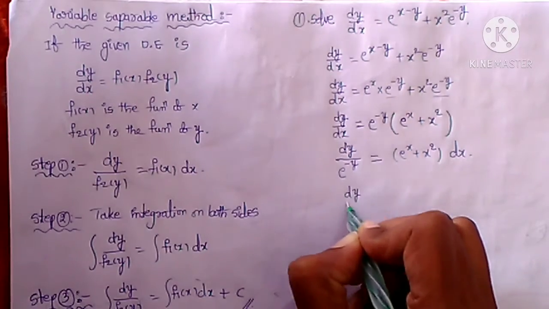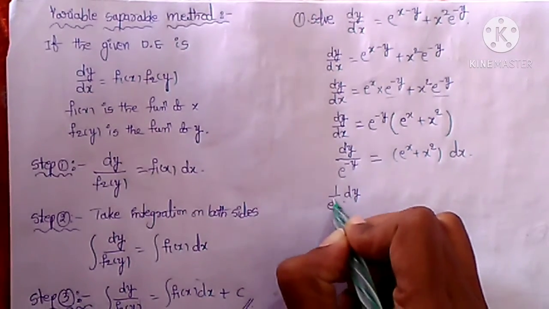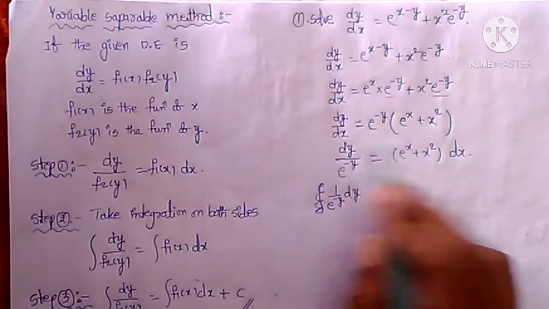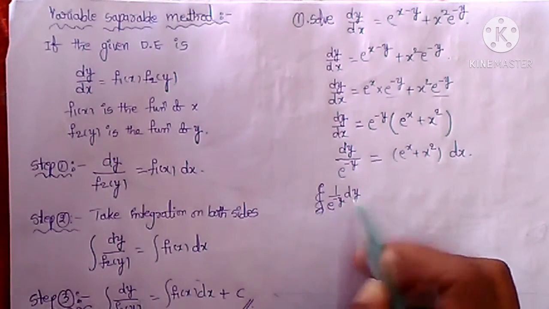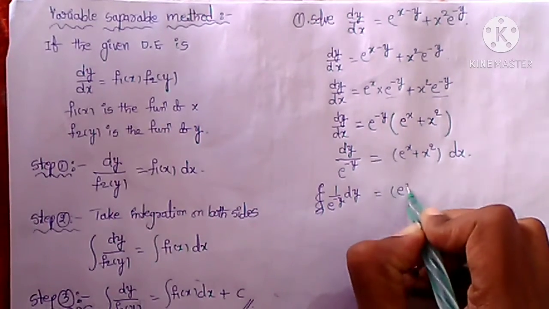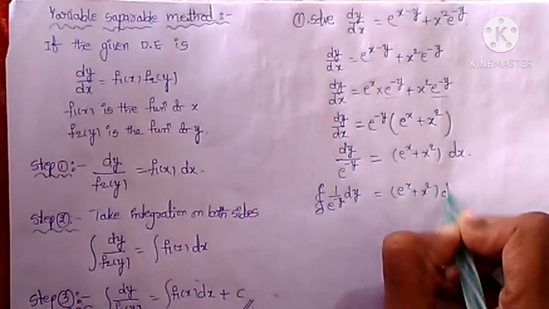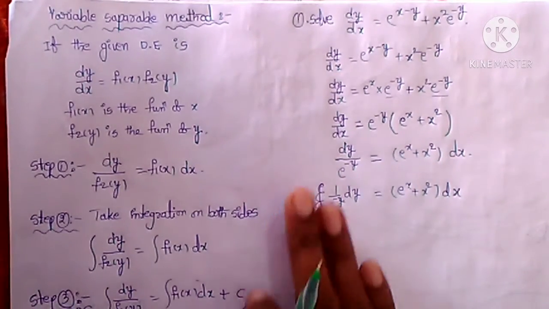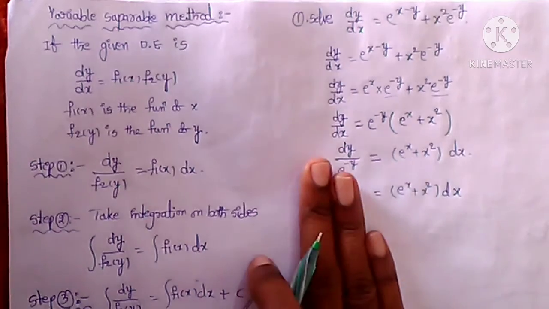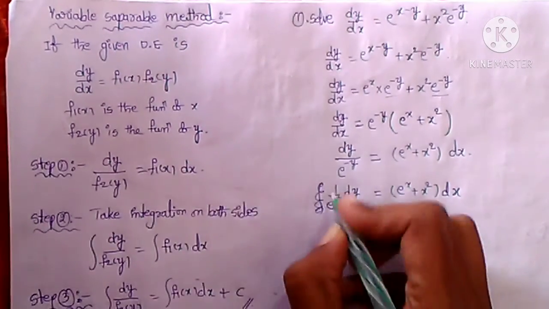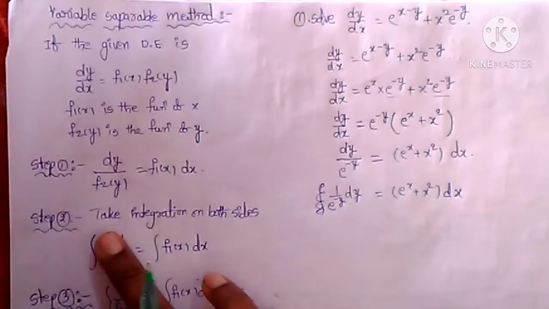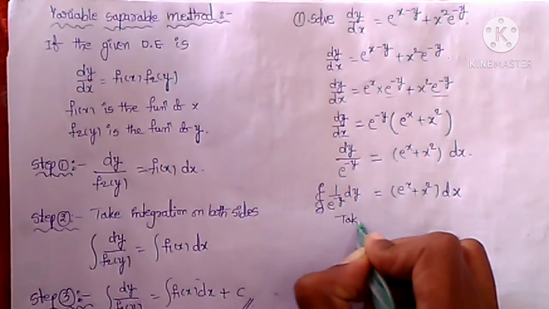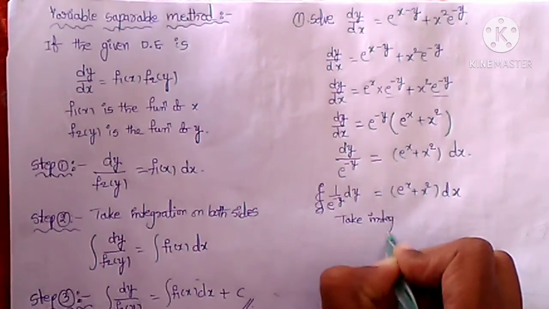dy by 1 by e power minus y. Sorry. First, you have to simplify this value. 1 by e power minus y dy is equals to e power x plus x square dx. If you observe this total step, you have x terms into one side and y terms into another side. First step is completed. In the second step, you have to take the integration on both sides.